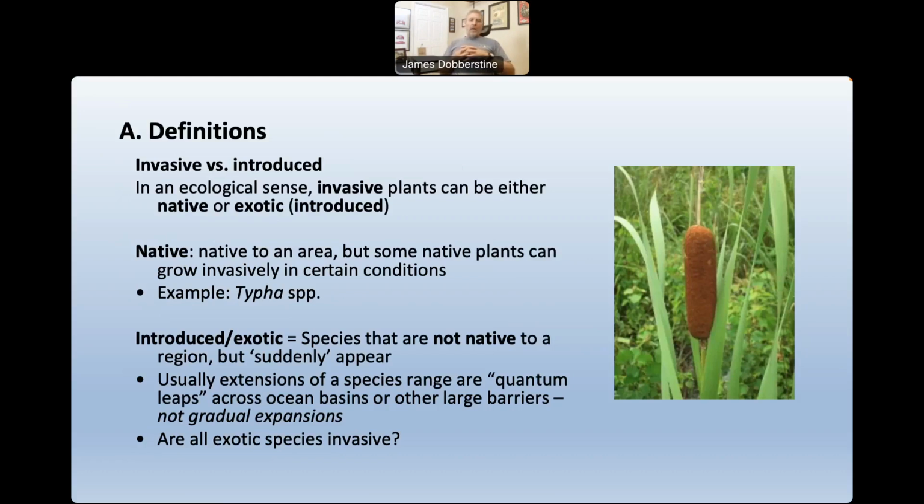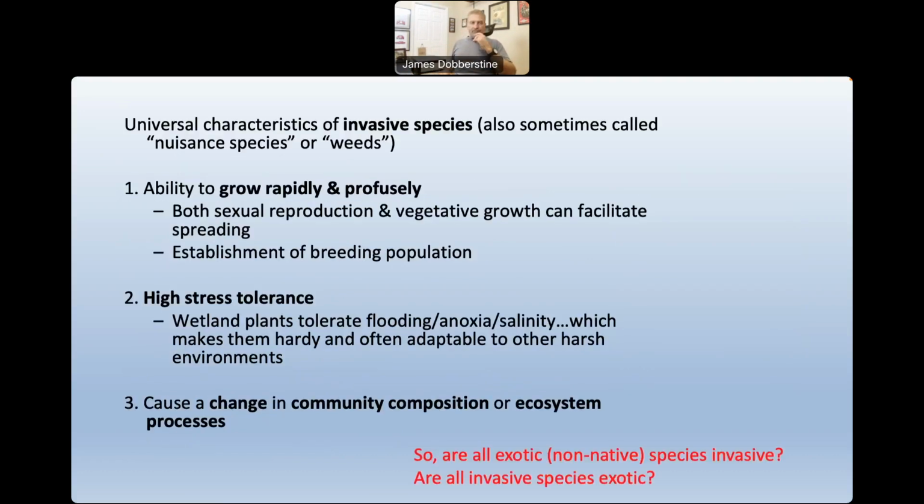Okay. So the question is, are all exotic species invasive? So there are some universal characteristics of invasive species, and that is that they have the ability to grow very rapidly. This can be through sexual reproduction and vegetative growth, and this facilitates their ability to spread. That in turn then allows them to establish a breeding population.